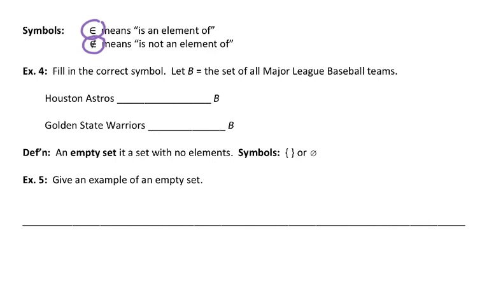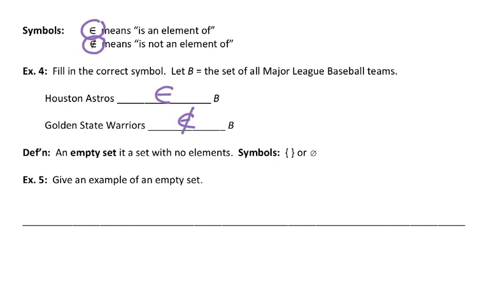Now, the Houston Astros are a Major League Baseball team, a really, really good one. So it would be completely fine to write that symbol and say that the Houston Astros are an element of the set B of all Major League Baseball teams. The Golden State Warriors, however, are not a Major League Baseball team. That's a basketball team. So they are not an element of that set. And I would use this symbol with a slash through it.